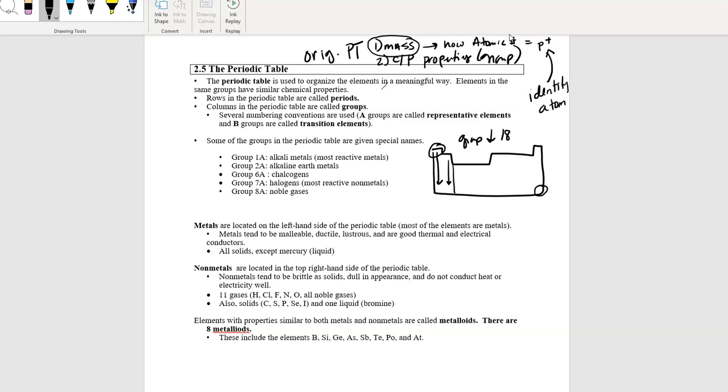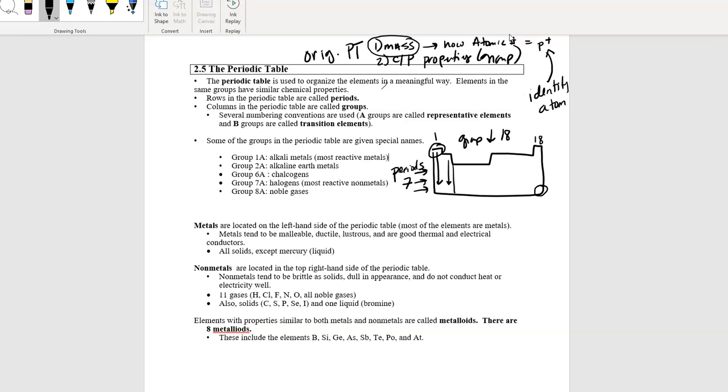So in a periodic table, you have two grouping systems. You have periods, and periods go across. There are 7, as you go across the periodic table. And then you have groups. There are 18 groups, from group number 1 all the way to group number 18. But you also have a different grouping system, the A's and the B's.